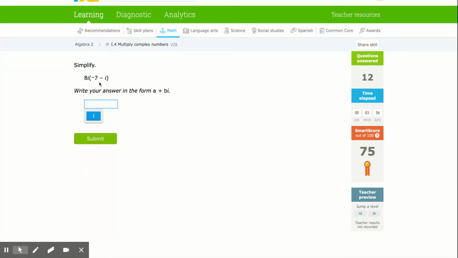Again, as we distribute in, I'm going to do the 8i times the i first. The 8 times the -1 is a -8. The i times the i is a -1. The -8 times the -1 will be a positive 8. And then the 8 times the -7 will be a negative 56i.